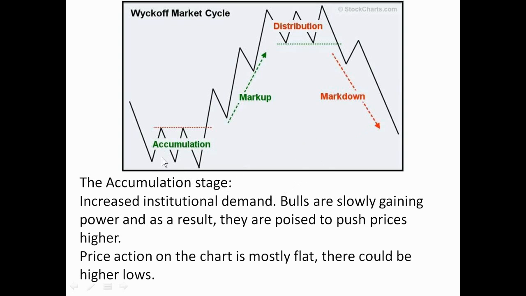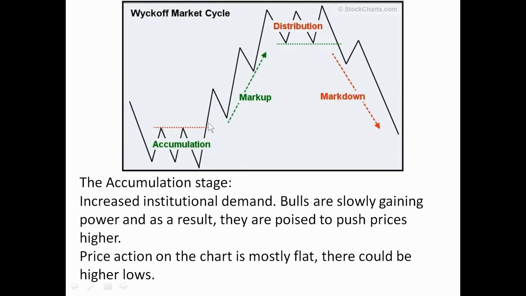So it starts out with the accumulation phase right here. You can see it's kind of sideways, choppy sideways, going nowhere. It's increased institutional demand, talking about hedge funds, the whales, the big money investors. And the bulls are slowly gaining power, and as a result, they're poised to push the prices higher. But first you got the chop, right? You got the sideways action. All right. Eventually you get a breakout, and then that's confirmation that, oh, okay, this was accumulating.